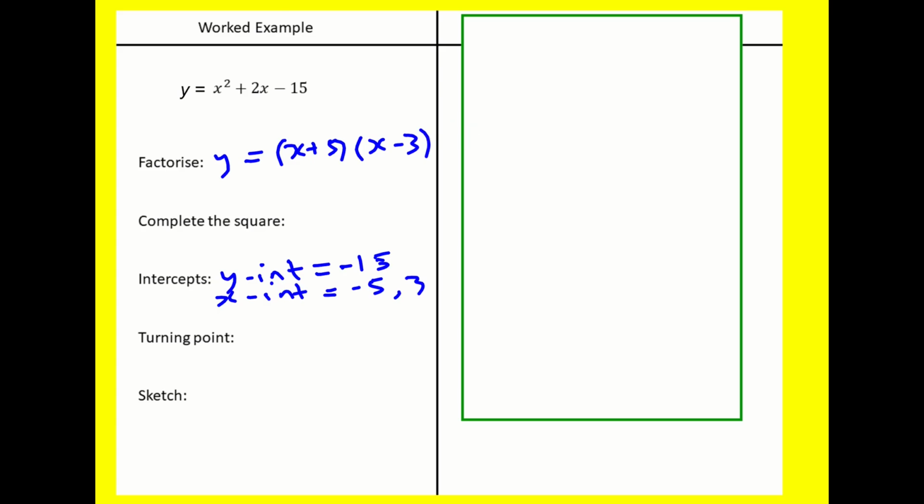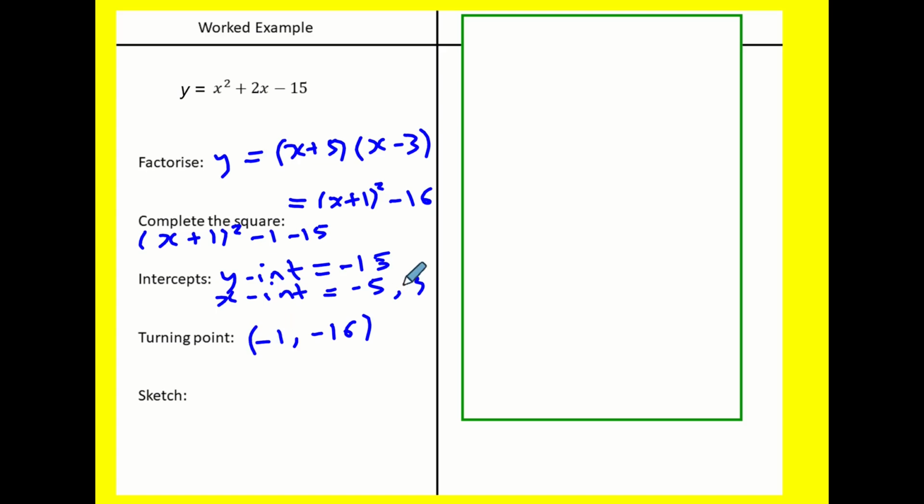Better. Brilliant. Right, now I'm going to complete the square. It's going to be x plus 1 all squared. That'll give me my 2x. I need to then minus 1 squared, which is just 1, still -15. And that's going to give me, sorry, I'm going to have to write it up here, x plus 1 squared minus 16. I'm going to get a turning point of -1, -16.